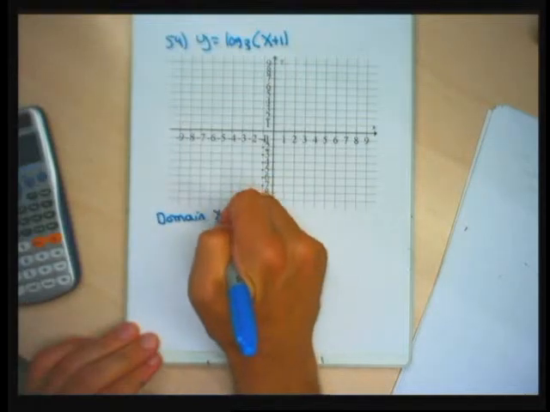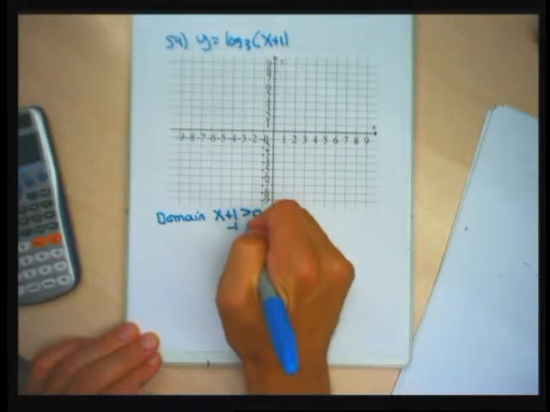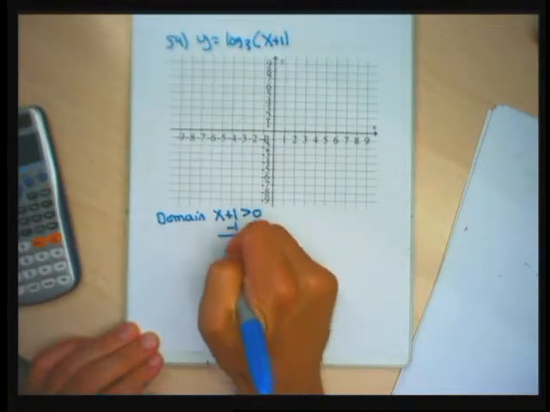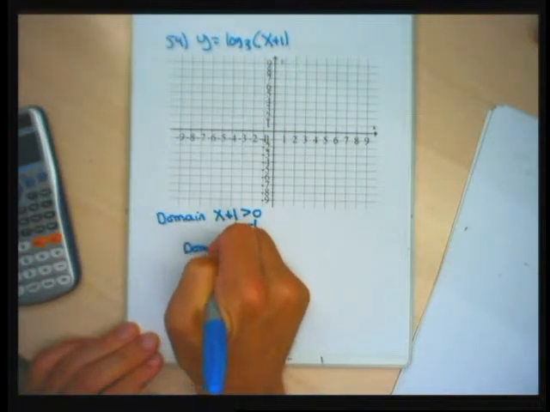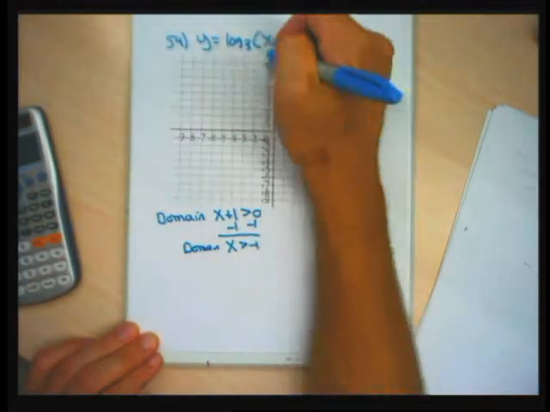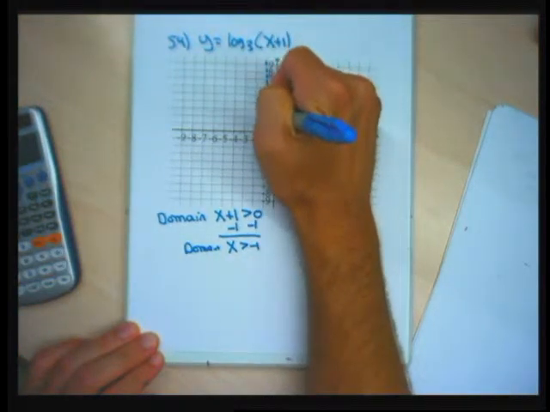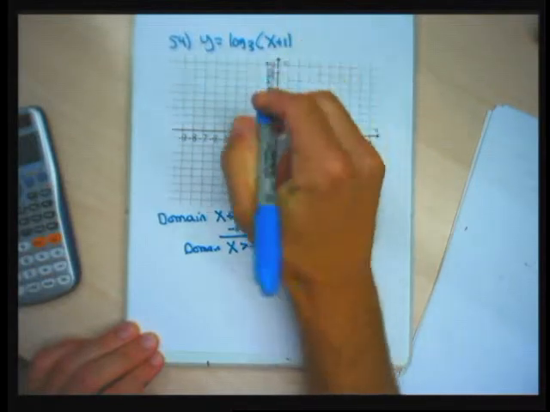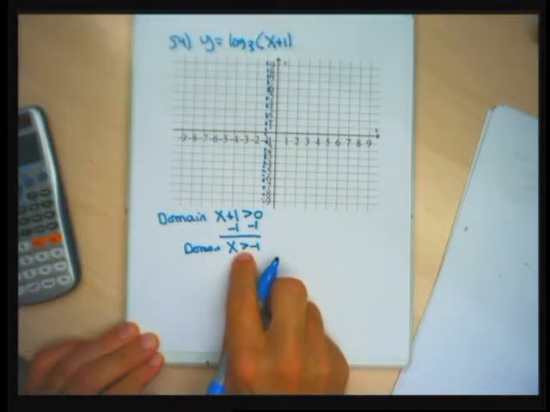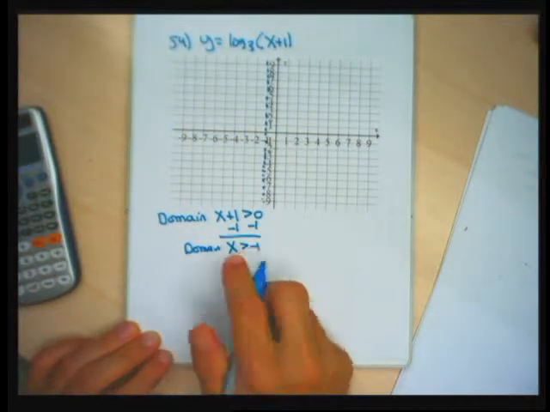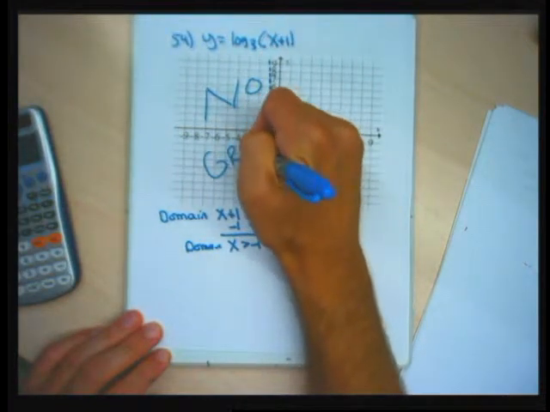For the domain of the logarithm graph, you take the argument, set it greater than 0. For this one, I'm going to minus 1 from both sides and get the domain as x is greater than negative 1. And then pictorially, I'm going to find negative 1 on the x-axis and draw a dashed vertical line through it. The graph is only going to exist to the right of that because it's greater than. If it was less than, the graph would only exist to the left of that. So anywhere to the left of that dashed line, there isn't going to be any graph.